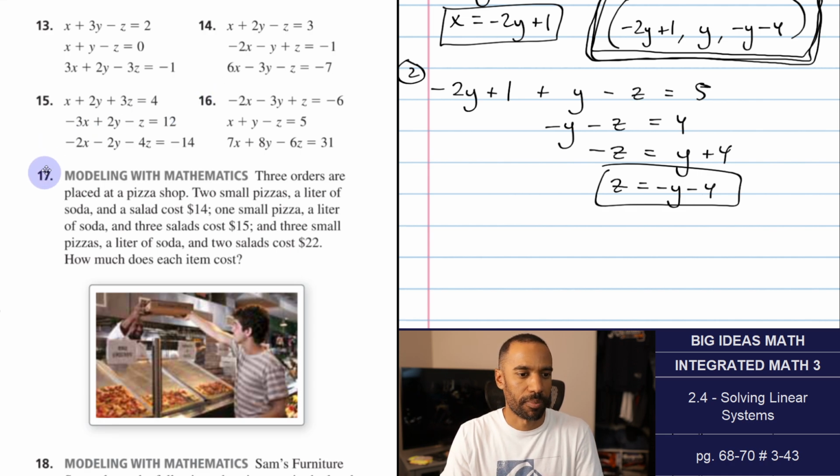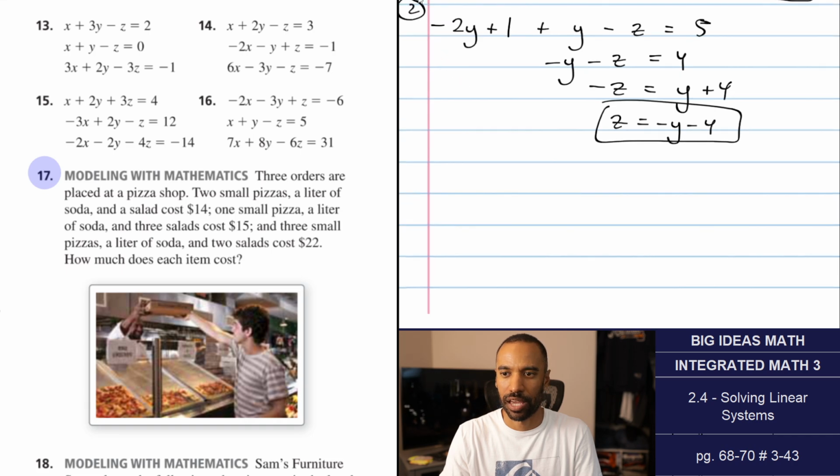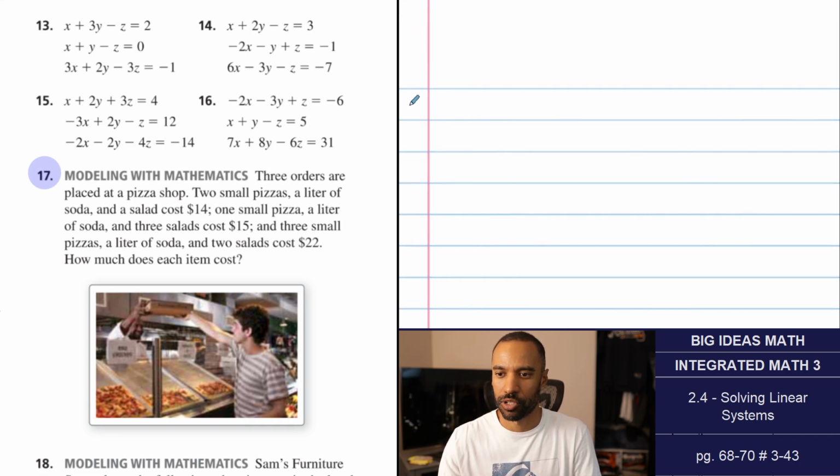Okay, number 17. I don't think I have room for binder paper stuff there, so let's move forward.